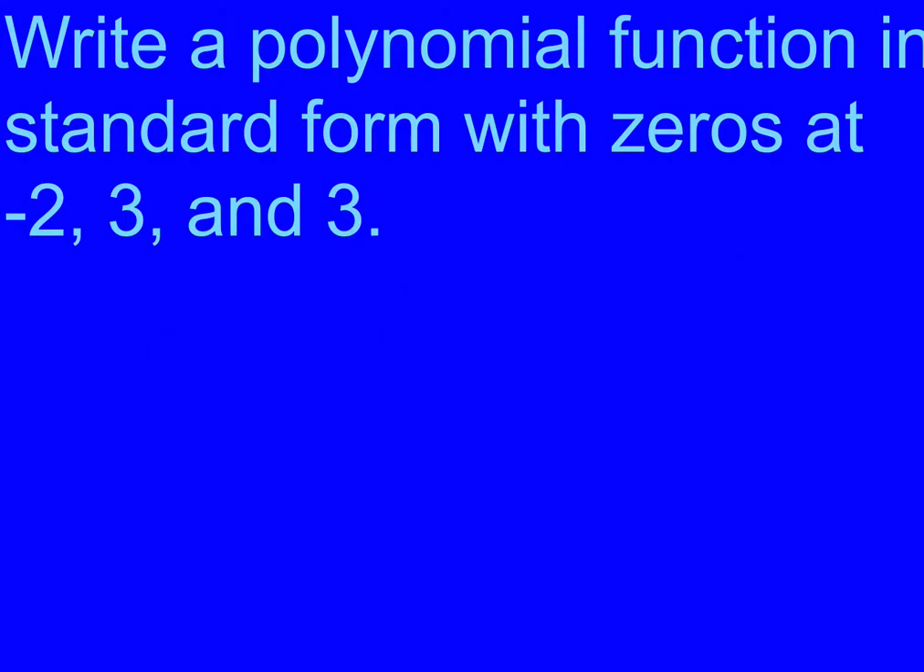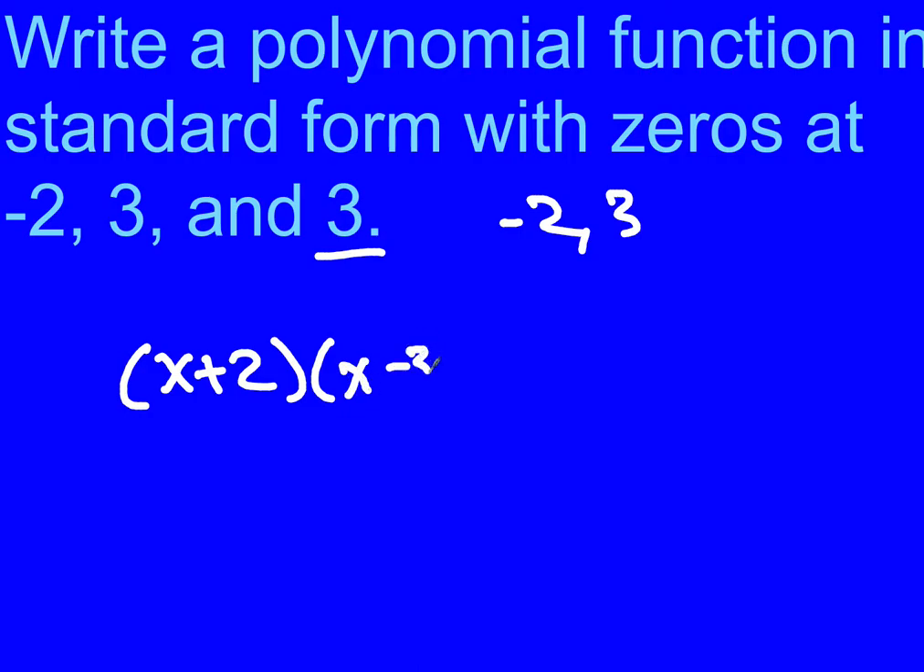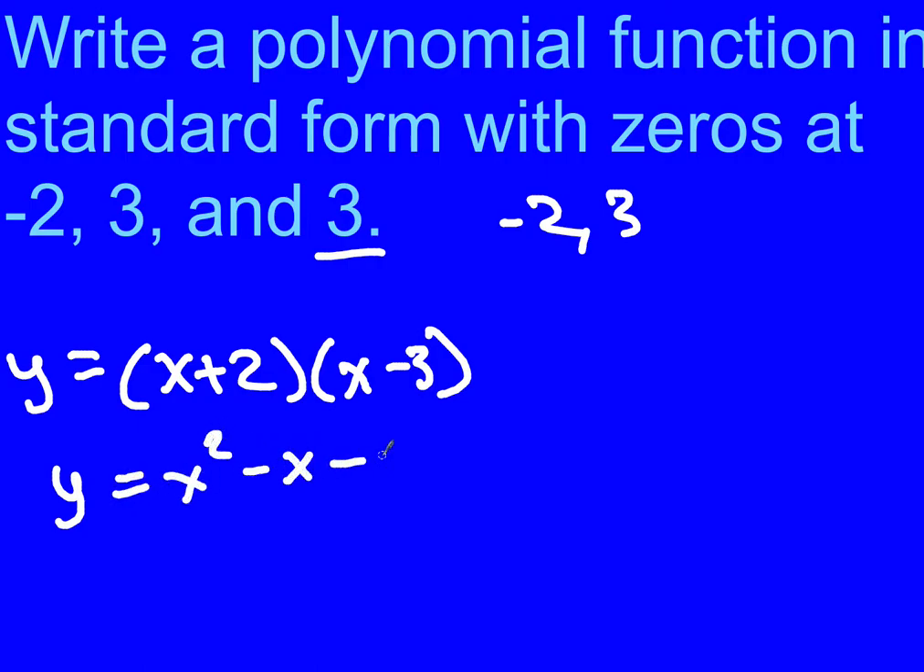Okay, now at the beginning I said this is really different than negative 2 and 3. If I didn't tell you that there were 2 zeros at 3, this is what I would have. X plus 2 times x minus 3 instead of that x minus 3 twice, and that would give me x squared minus x minus 6. Very different answer than what we actually should have got. So it's really important that you state the multiplicity and that you treat each of these zeros as separate zeros even if it is the same number. And that's it.